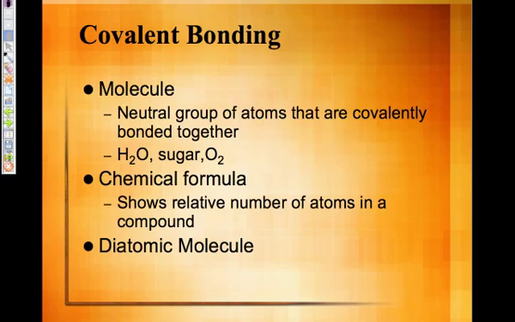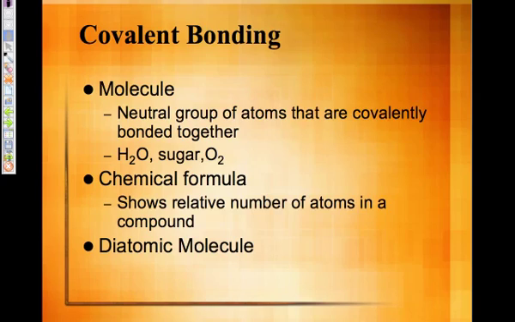The chemical formula will show the relative number of atoms in a compound. So like in water, how many hydrogens are there? And how many oxygens? Yep, 2 and 1. And then diatomic molecules, those are always molecules. What do you think diatomic means? 2 atoms, 2 of the same atoms. So there's 7 diatomic molecules that when they are by themselves, they will always form diatomic molecules as a gas.